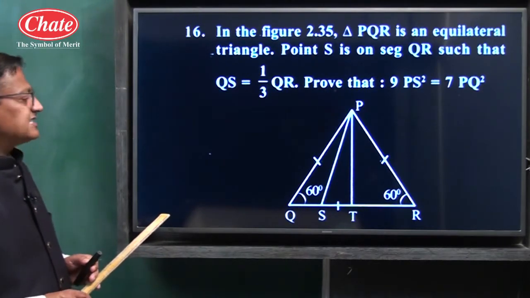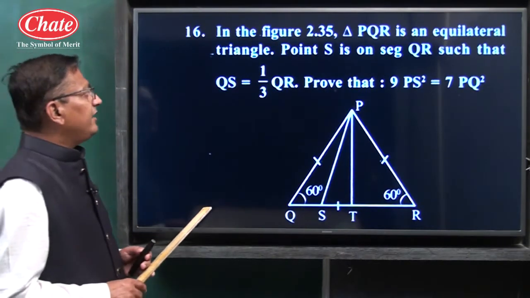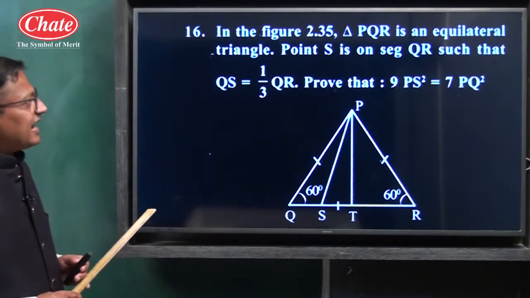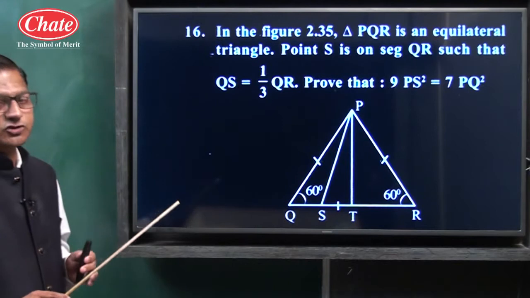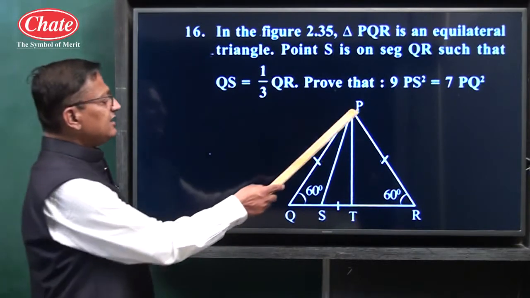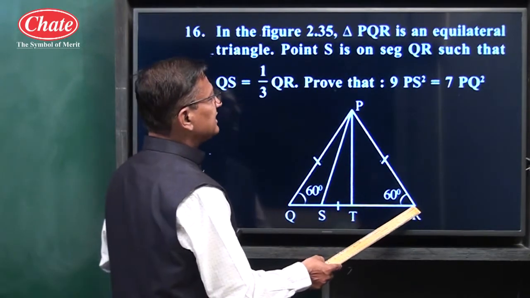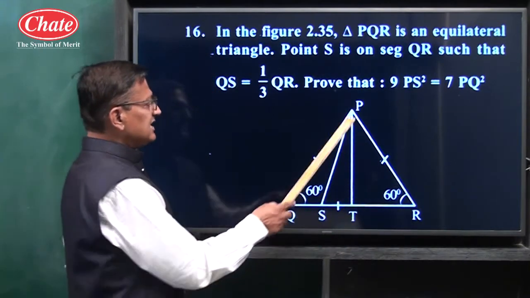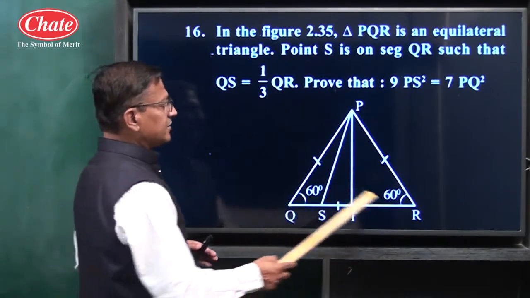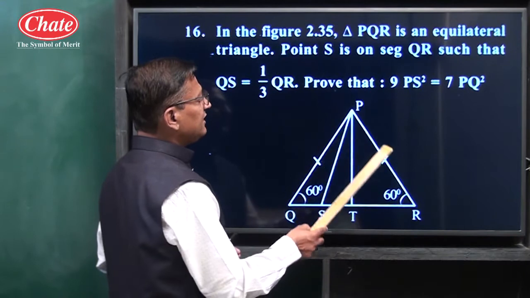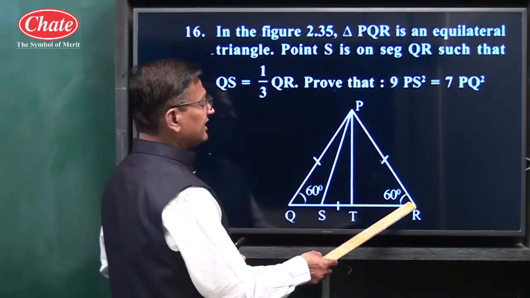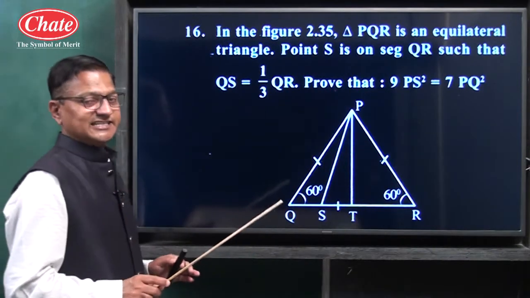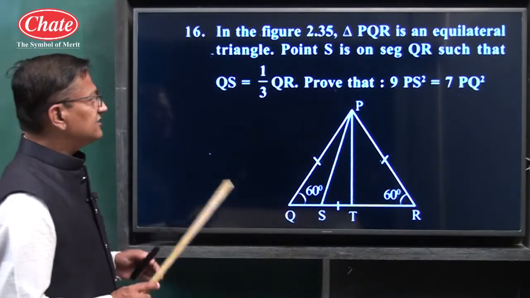And see one more important example. In the figure, triangle PQR is an equilateral triangle, which is the most important information. Triangle PQR is equilateral triangle. It means side PQ, side QR and side RP are congruent. Angle Q is equal to angle R is equal to 60 degree because equilateral triangle.